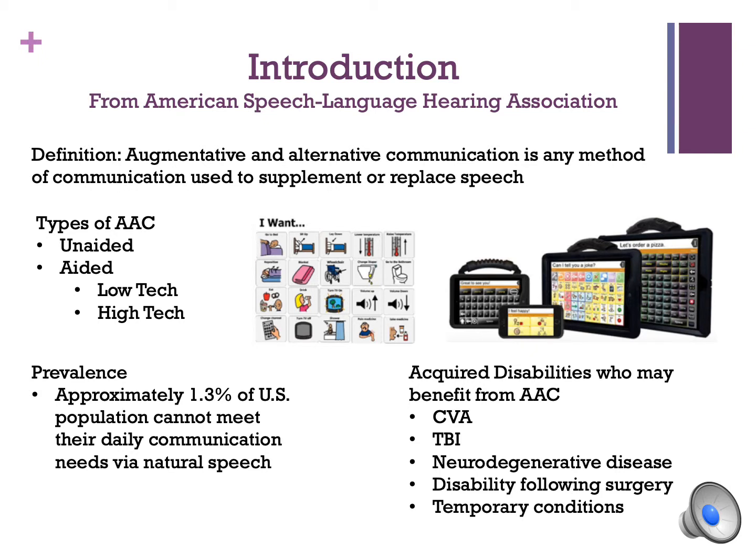The second type of AAC system is an aided system. An aided system uses some sort of tool or device outside of the person's body. There are two types of aided systems, low-tech and high-tech. Low-tech systems, as can be gathered from their name, are any system that does not require the use of high technology such as computers or iPads.